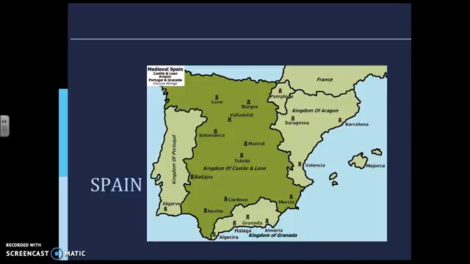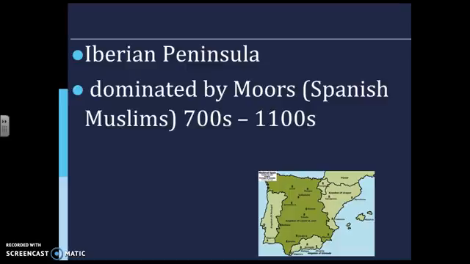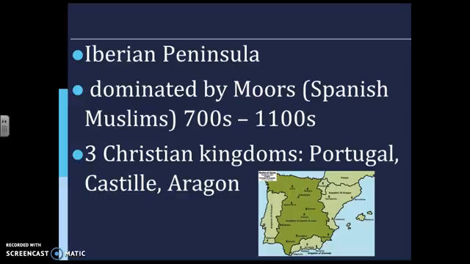So, moving on to Spain. Spain for a long time was actually two kingdoms. You have the Kingdom of Aragon, the smaller kingdom, and the Kingdom of Castile. When they unite, that's where we get the idea of nation-state Spain. But for the longest time, the Iberian Peninsula is dominated by Spanish Muslims, the ones that we call Moors. Spain was predominantly taken over by the Umayyad Caliphate. By 750, the Moors were in Spain controlling it. And we have three Christian kingdoms: Portugal, Castile, and Aragon.